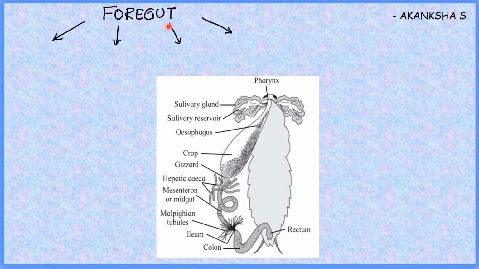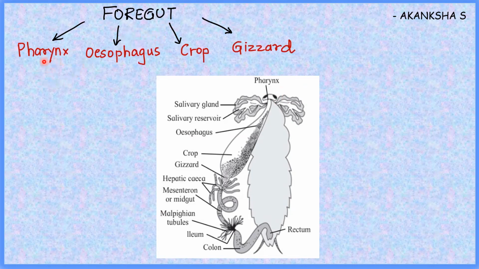Let's see the foregut first. Under the foregut, we have four parts. Remember, foregut, four parts. What are the four parts? Pharynx, esophagus, crop, and gizzard. Let's locate them: the pharynx, the esophagus, the crop, and a small gizzard.